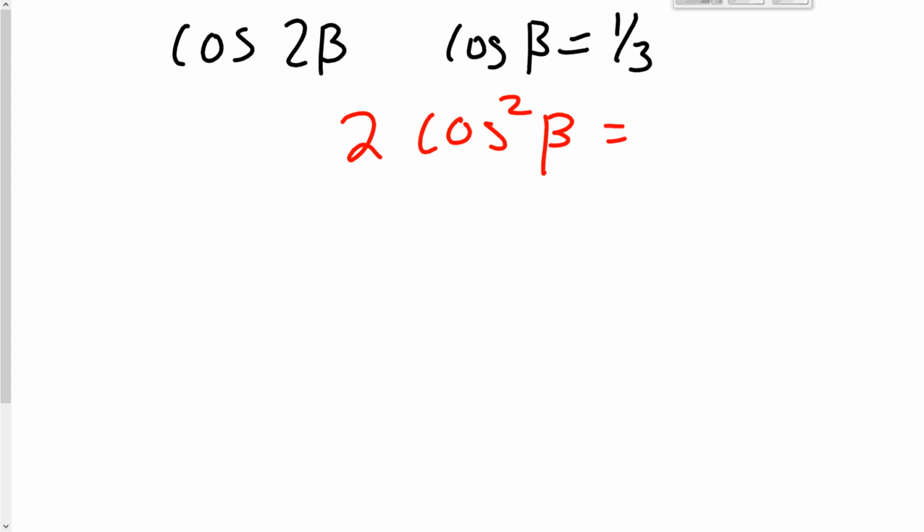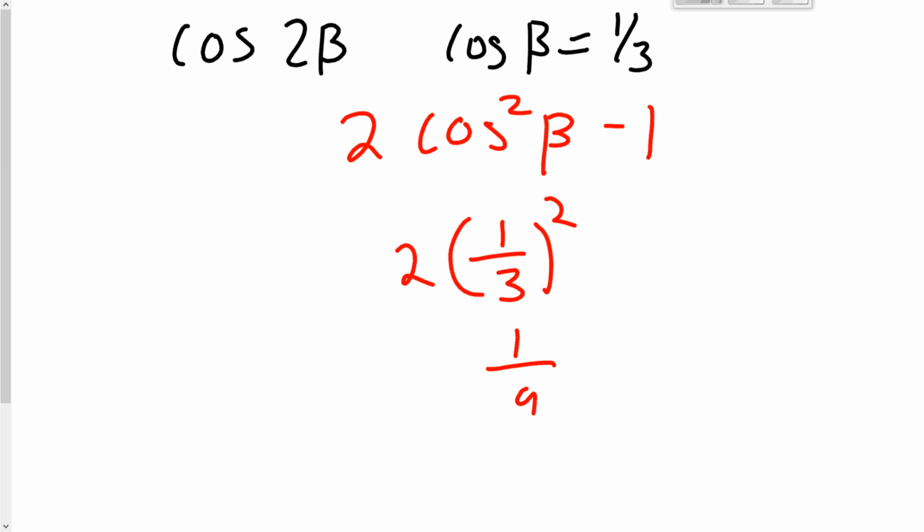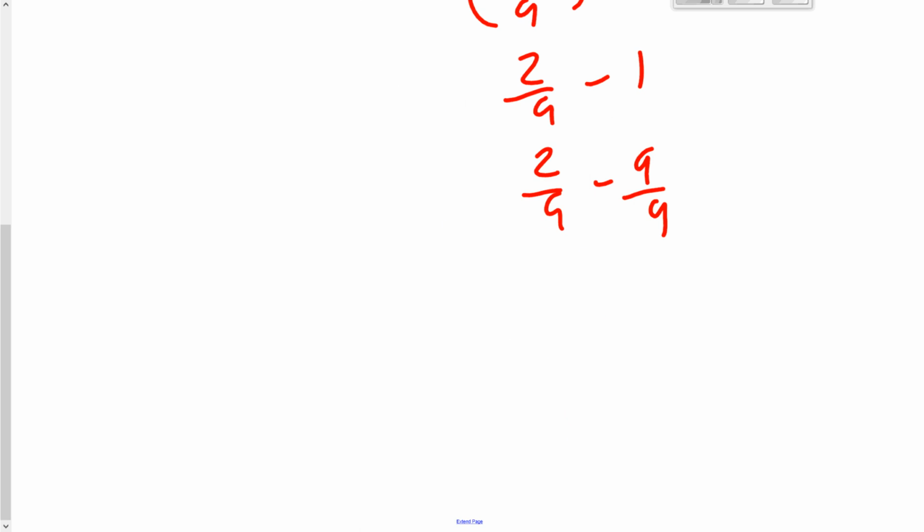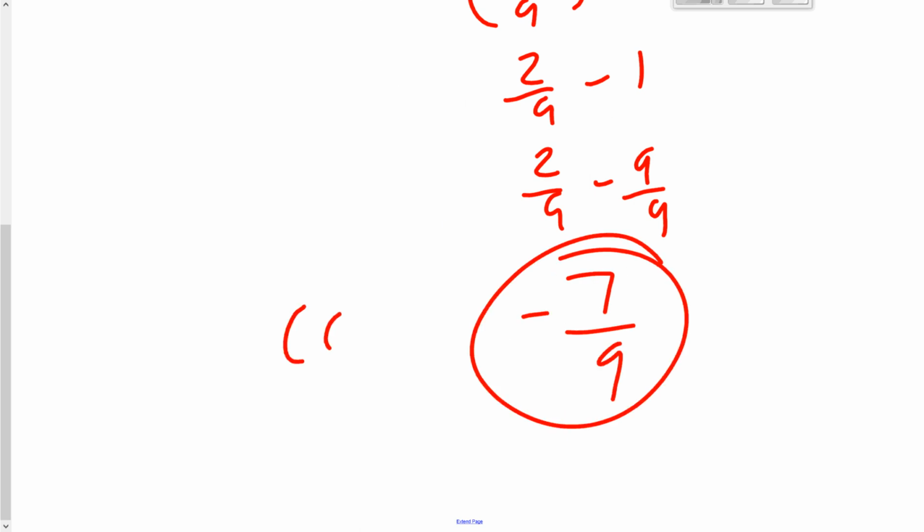So now we can make sure that we are going to subtract 1 at the end. So subtract 1 at the end, we're going to double this. So make sure you double it. 1 over 9, times it by 2, subtract 1, so times this by 2, we get 2 over 9. Subtract 1. So that's 2 over 9 minus 9 over 9. So that's negative 7 over 9. And there's our answer for cosine of 2 beta.